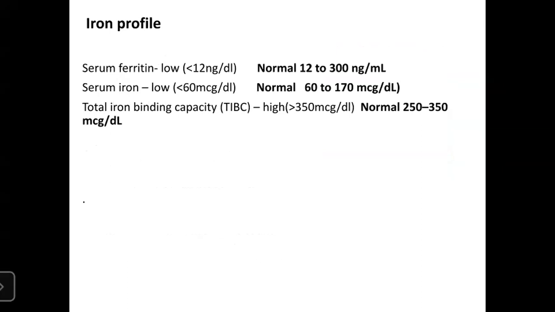Also, the iron profile is very necessary to diagnose a case of iron deficiency anemia. In iron deficiency anemia, the iron profile is very low except total iron binding capacity, which is high, right? So it should be more than 350 microgram per deciliter. Whereas serum ferritin, serum iron, and transferrin saturation are low, right? So in the iron profile, you should look for whether it is thalassemia or iron deficiency anemia.